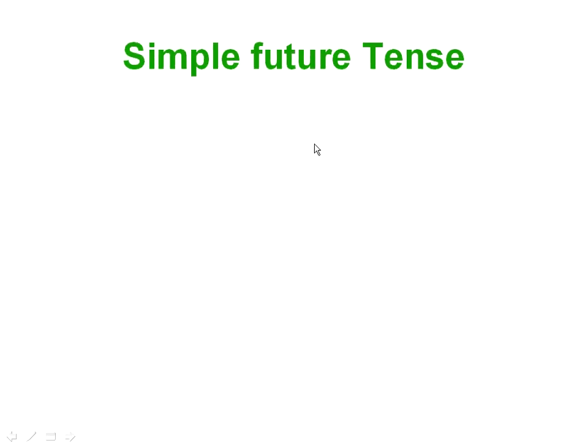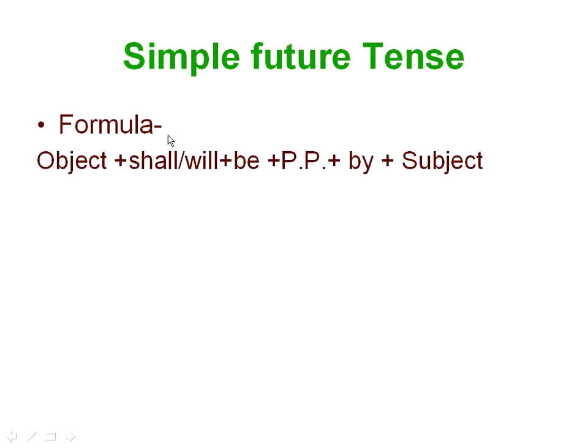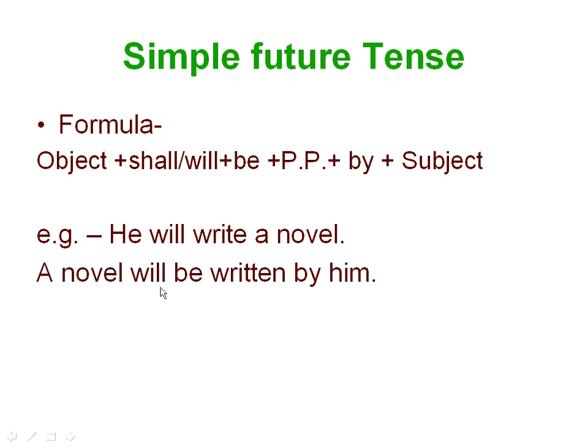Next one, simple future tense. In simple future tense, we have to use this formula for changing the voice from active into passive voice: object plus shall, will plus be plus pp, means past participle of the verb, plus by plus subject. For example, he will write a novel. The answer is, a novel will be written by him.